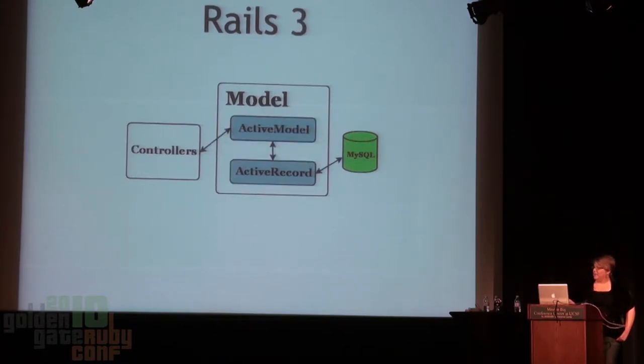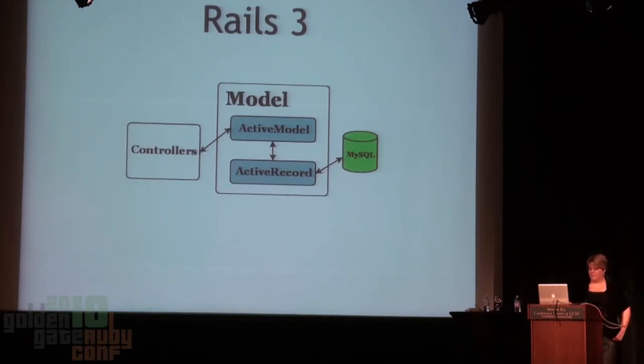So in Rails 3, they split it up into two different sections, Active Model and Active Record. Active Record handles the persistence. Active Model handles validations and callbacks and serialization and all kinds of other stuff. And a lot of the blog posts about this split have focused on the fact that this now makes it possible to take Active Model out and use it in objects outside of Rails. But as someone who does mostly Rails, I'm actually not very interested in that.